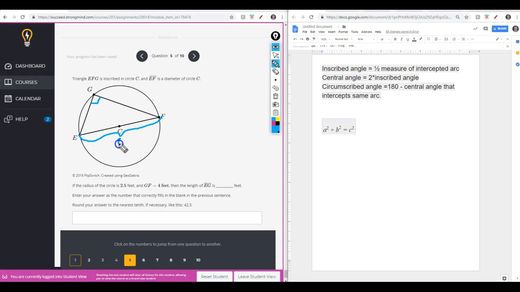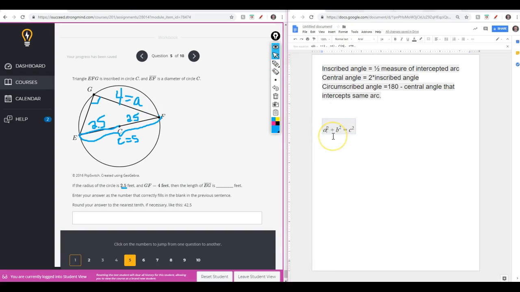How can we find that? Well, we know that the radius is 2.5 feet, so we know from E to C would be 2.5, and from C to F would be 2.5. So total, this would equal 5 feet. We know that GF is 4, so this could be labeled as A or B, it does not matter.